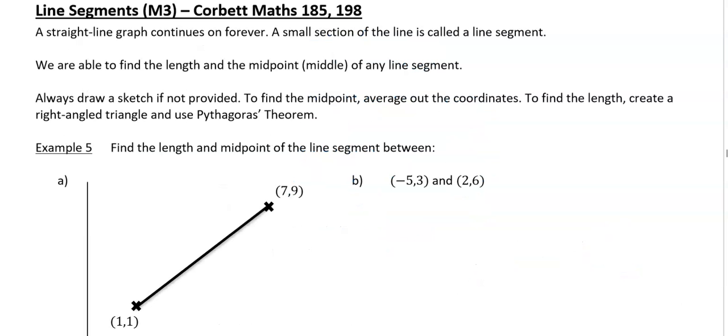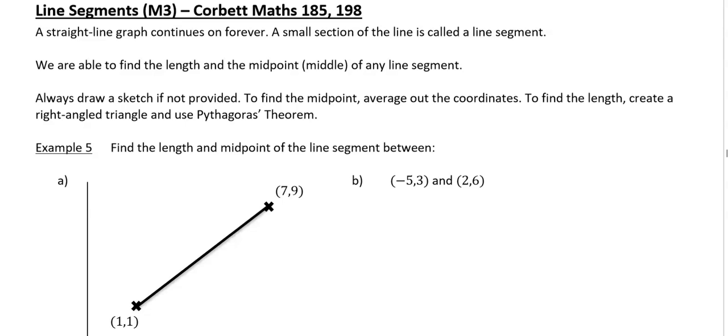Okay, line segments. A straight line graph continues on forever, but a small section of a line is called a line segment. We are able to find the length and the midpoint, which is the middle of any line segment. Always draw a sketch if not provided, and to find the midpoint, average out the coordinates, and to find the length, create a right angle triangle and use Pythagoras' theorem, which we have just seen very recently.